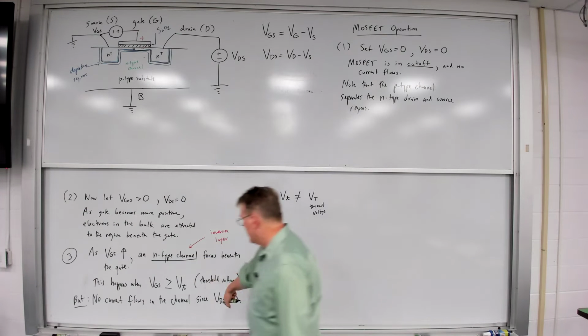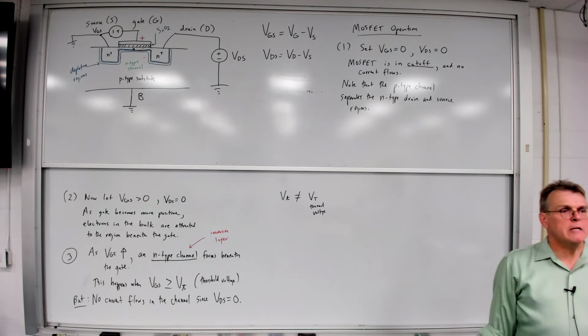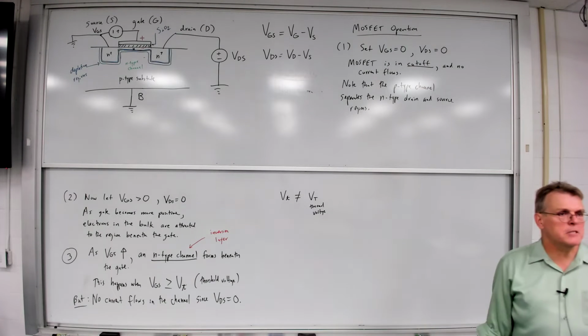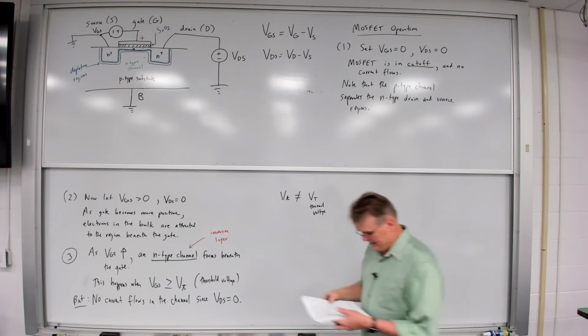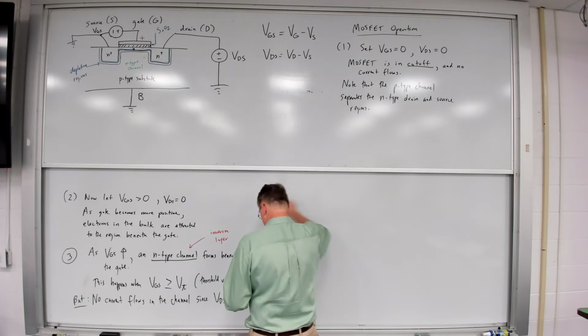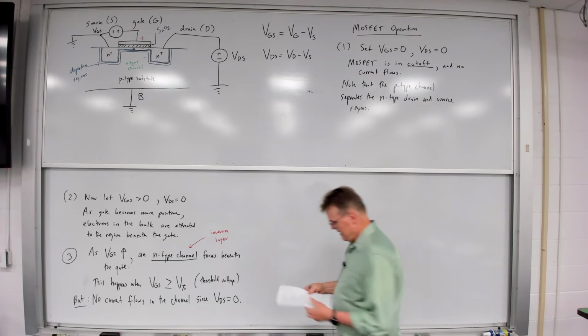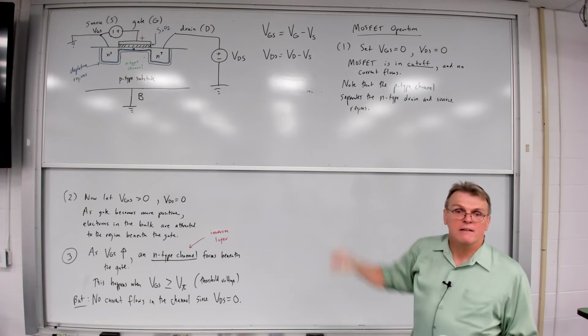So I've formed a channel, but for now, there's still no current flow because VDS, there's no potential between the drain and the source. So nothing's going to happen. All I've done is I've created a path. Now what I'm going to do, quite predictably, is I'm going to now start to increase VDS.